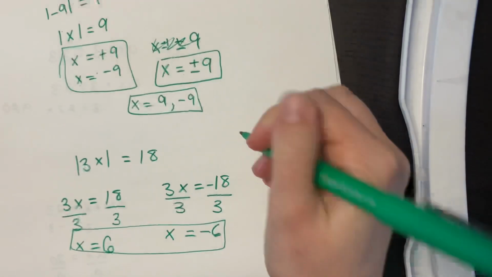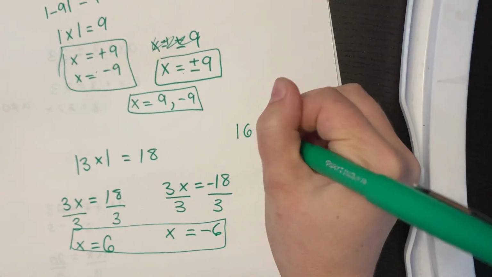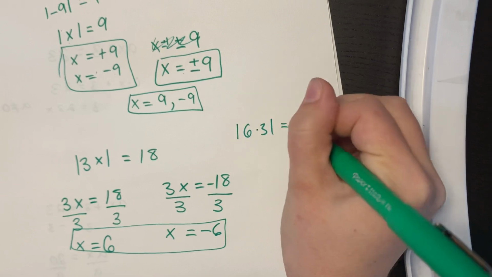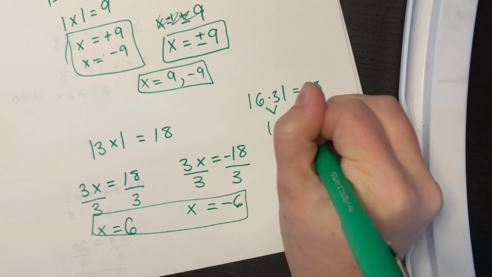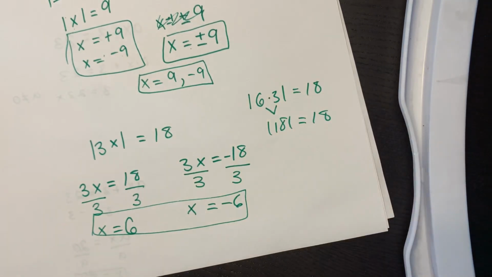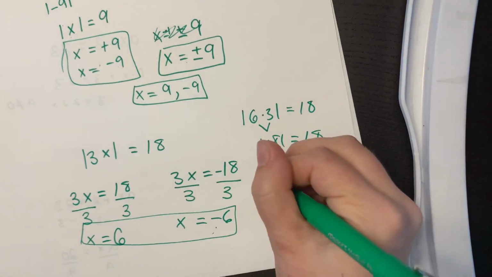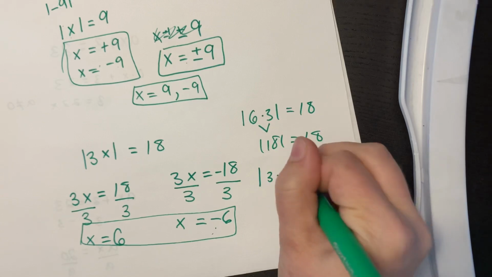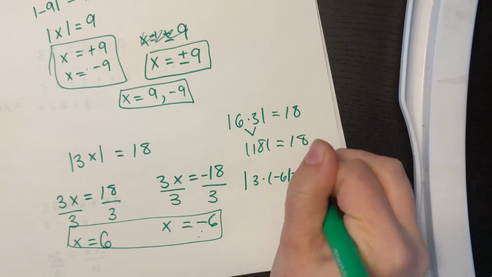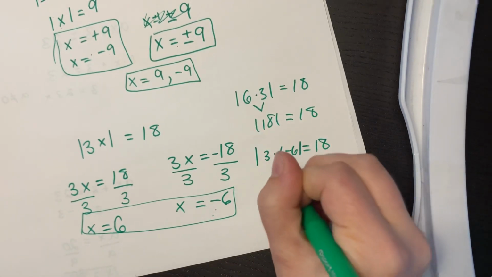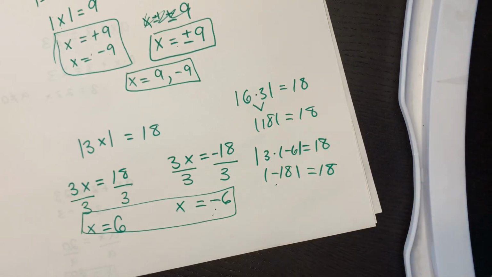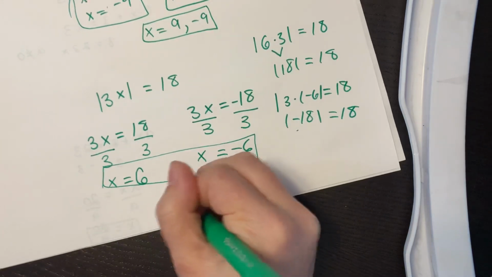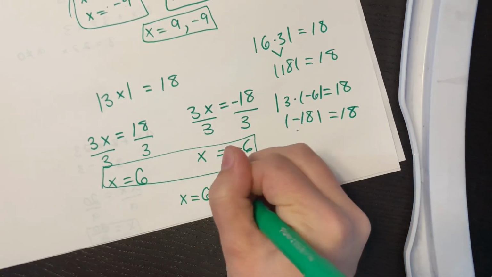If I plug in 6 here, 6 times 3 is 18. The absolute value of 18 is 18. If I plug in this -6, 3 times -6 is -18. The absolute value of -18 is 18. So I know that x is equal to 6 and -6.